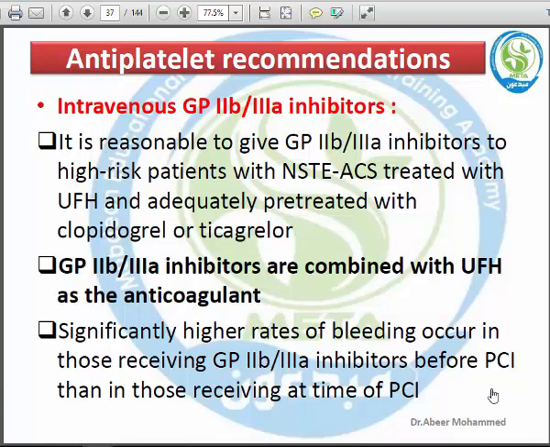Probably it will lead to higher rates of bleeding in patients receiving 2B3A inhibitors before PCI than in those receiving them at the time of PCI. So when the patient is going for PCI, it is better to give him the glycoprotein 2B3A inhibitor immediately before PCI, at the time of the PCI, that means.